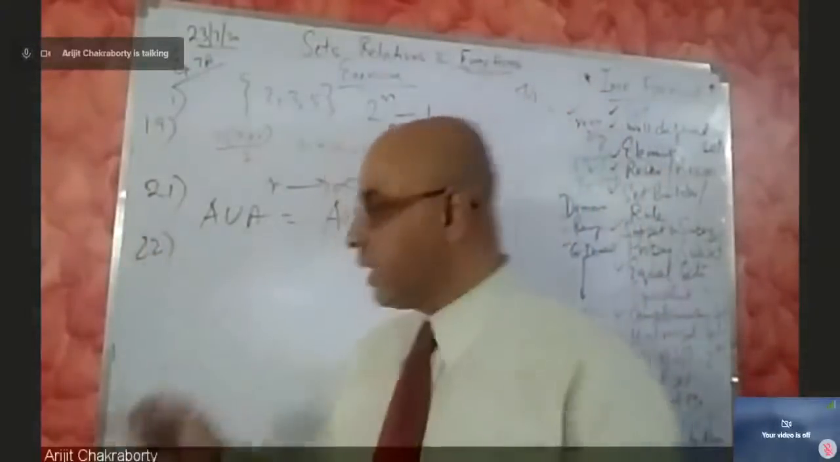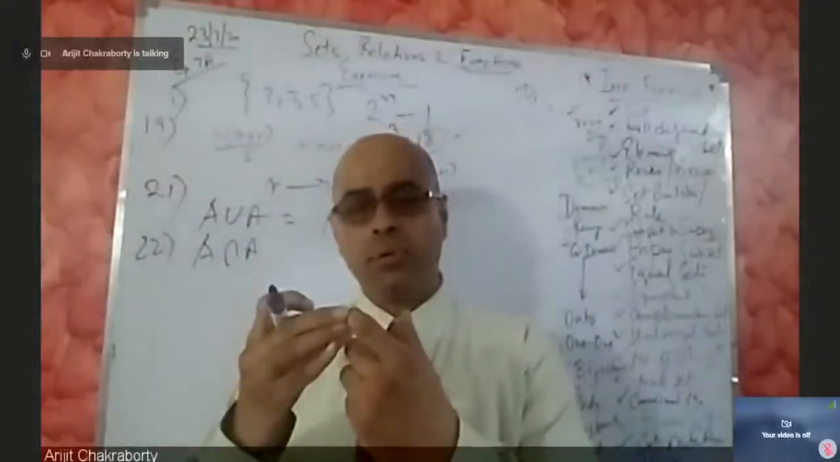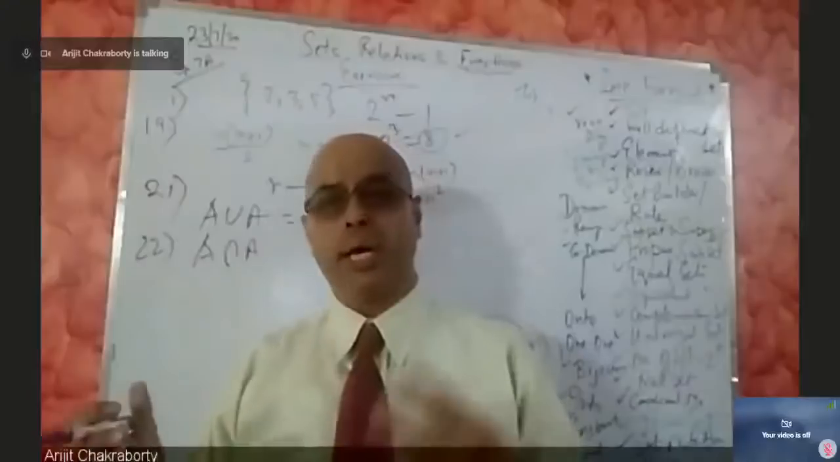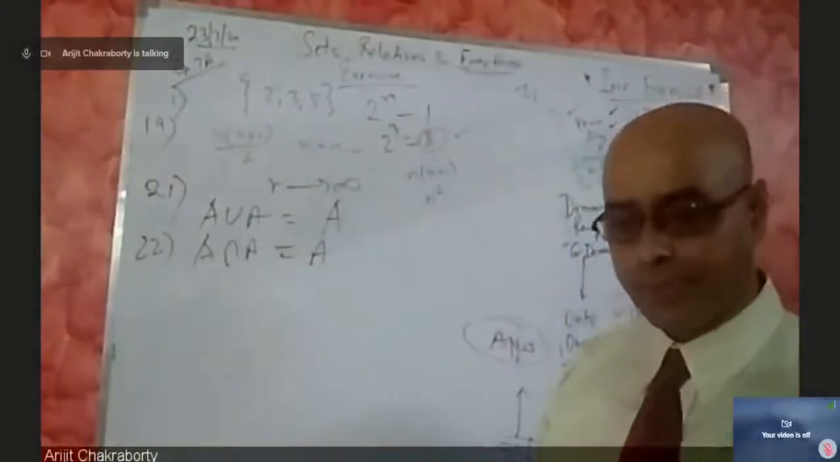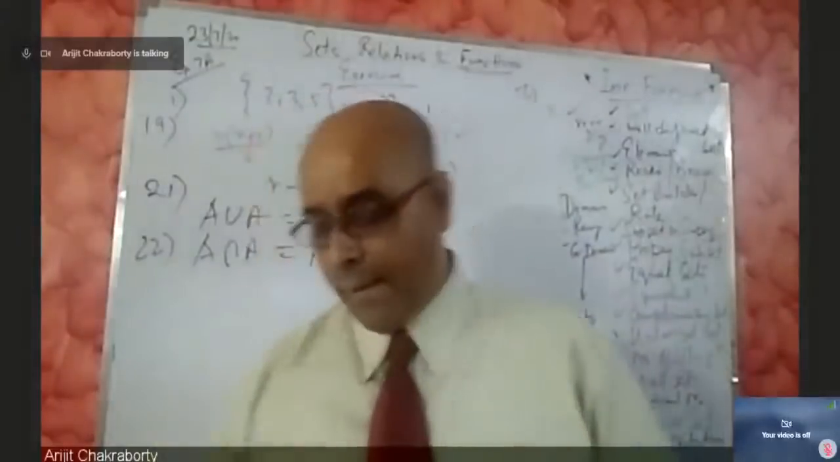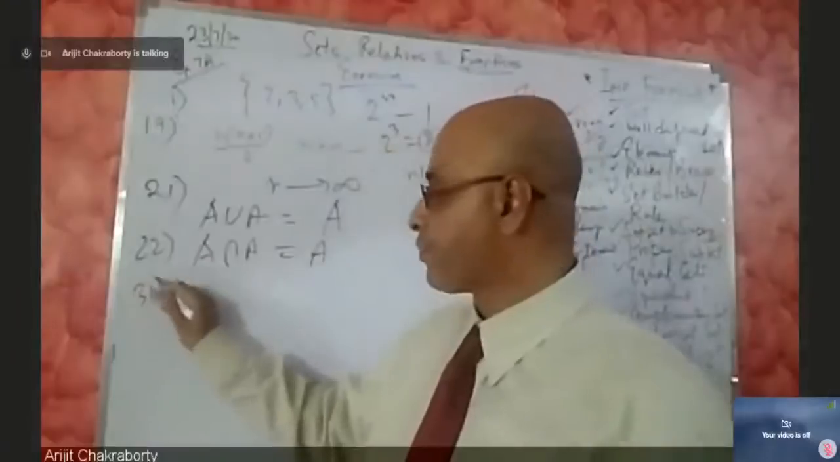A intersection A is what? If you find out the common parts of A and itself, A intersection A is A again. Right. Now we are taking example 7A, number 31.